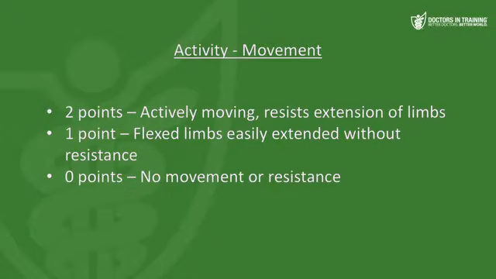The second A stands for activity, or how much they move or resist movement. A newborn that is actively moving, or at least resists extension of its limbs, lands at a score of 2. 0 points are given if the infant does not move or resist movement of its limbs at all. A 1 indicates flexed limbs that are easily extended without resistance.